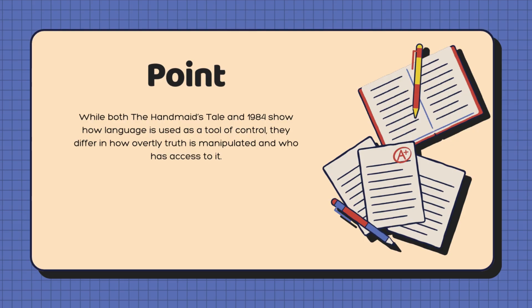Your job when writing your own point is to be specific. Don't just say both texts show control. Tell us how or in what way they do.